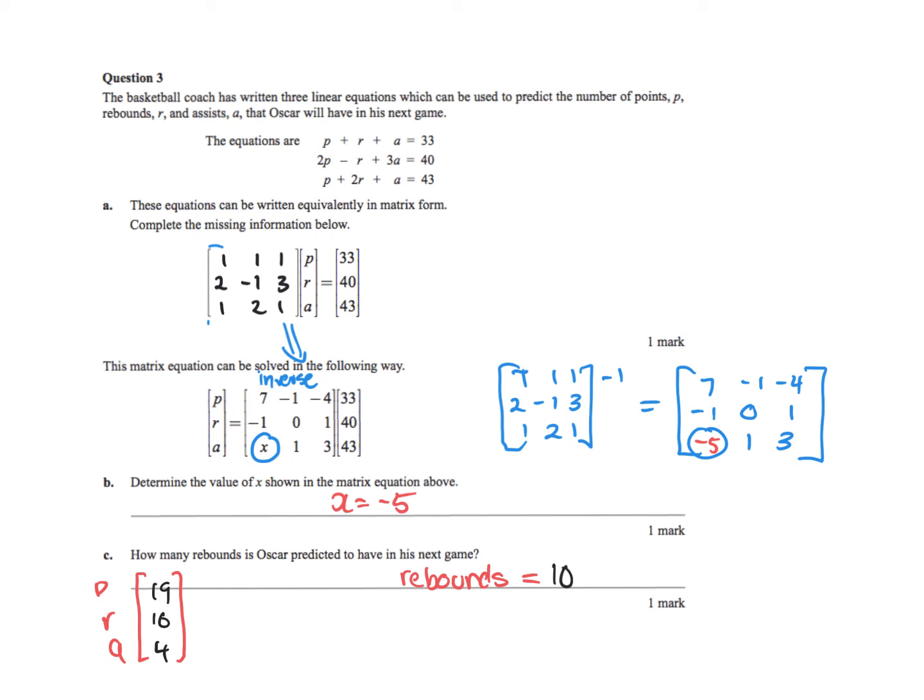10, 14, 4. He needs to pass the ball more. That is a ball hog. You right, Harry?